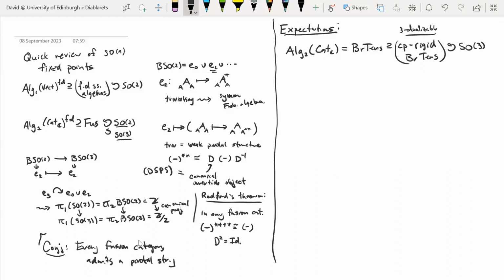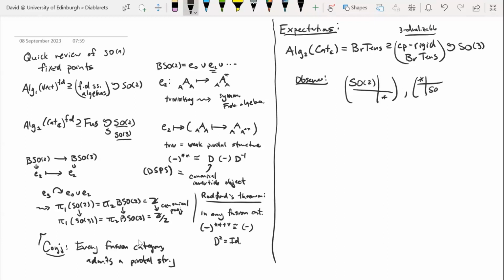Okay, so some nice stuff happens. You can observe a few things. SO2 times the identity, and the identity times SO2, those are both subgroups of SO3. And if we have a rigid braided tensor category, we can either regard it as just an E2 algebra and do topology, or we can regard it as a rigid tensor category and do some sort of tensor algebra, and we get two different things.